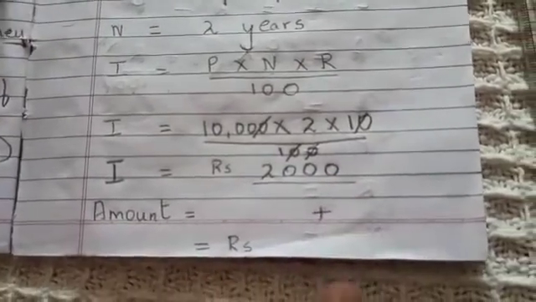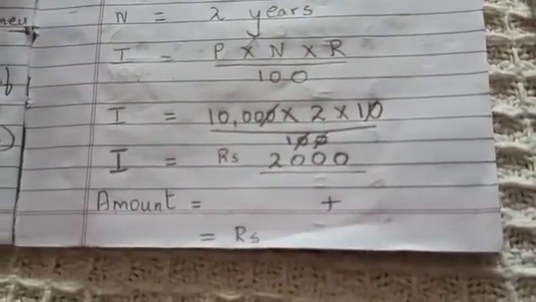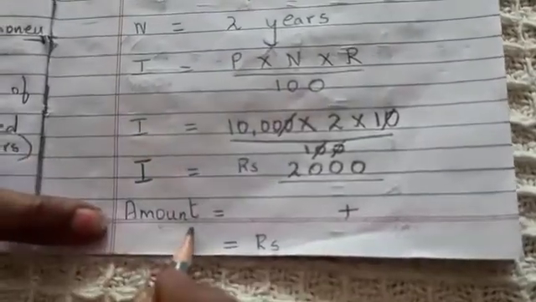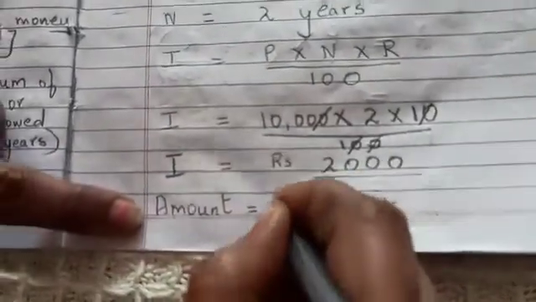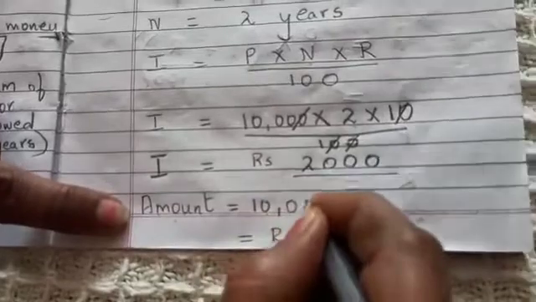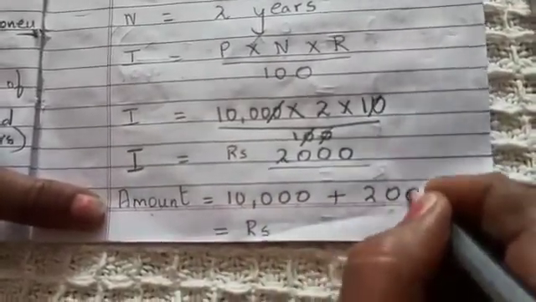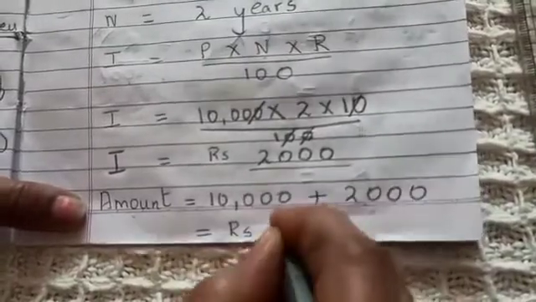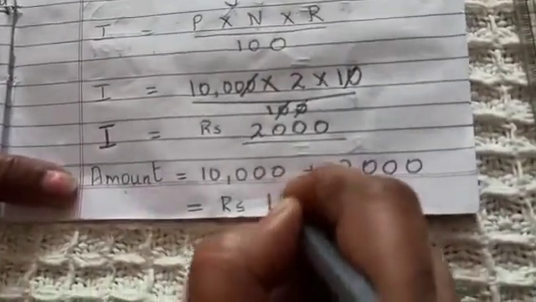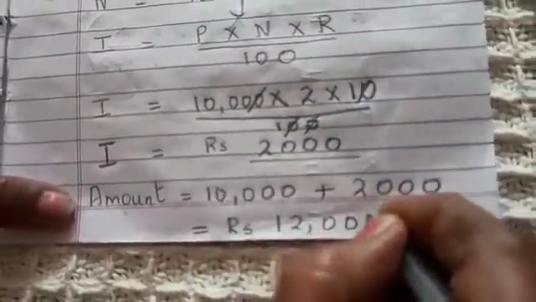Now, what is the total amount that he has to pay the bank? The total amount that he has to pay the bank will be the money which he borrowed, that is 10,000, plus 2,000, and that is equal to rupees 12,000.